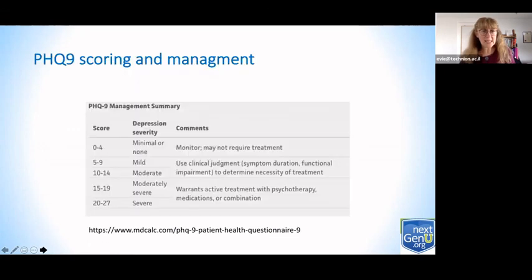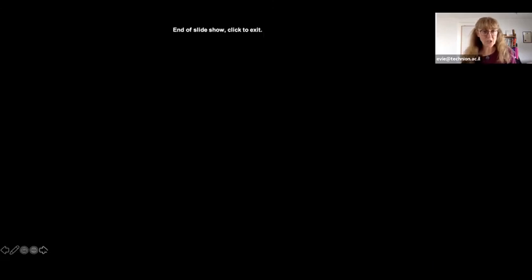And again, here's scoring and management for the PHQ-9. Really, we're saying if you score 5 to 9, you've got mild symptoms, 10 to 14 moderate symptoms, 15 to 19 moderately severe, 20 to 27 severe. And here's suggestions regarding treatment. But again, it has to be part of a full clinical assessment. So hopefully you found those questionnaires to be helpful, very easy to use.